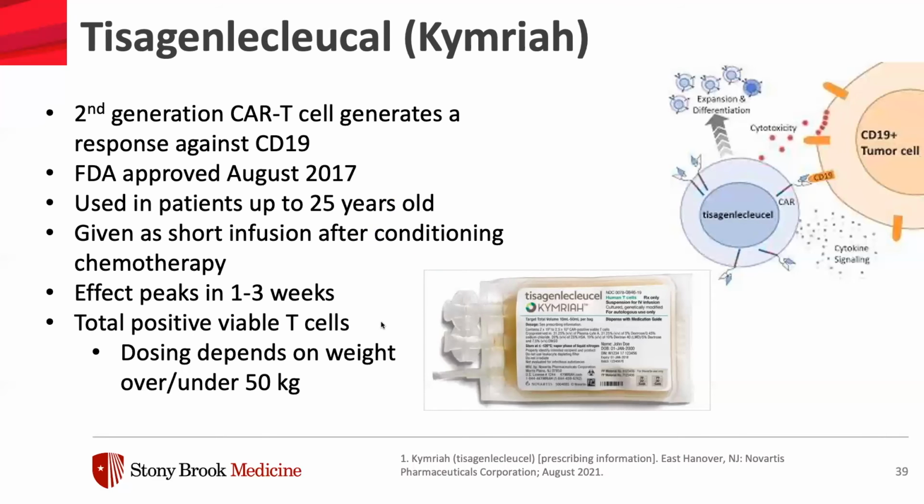Talking more specifically about tisagenlecleucel, or Kymriah, it's a second generation CAR T cell therapy that generates a response against the CD19 marker, similar to blinatumomab. It was FDA approved in August of 2017, and it's FDA indicated for patients with relapsed refractory ALL who are up to 25 years old. It's given as a short infusion after some conditioning chemotherapy, and it has an effect that peaks at 1 to 3 weeks.